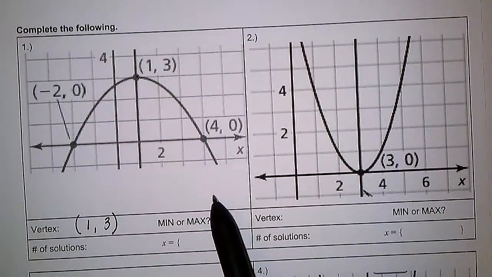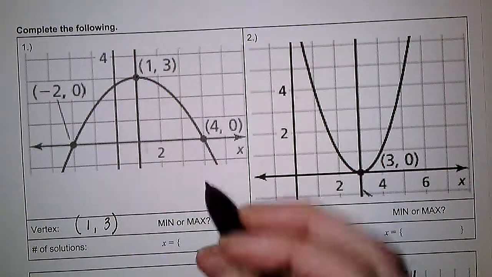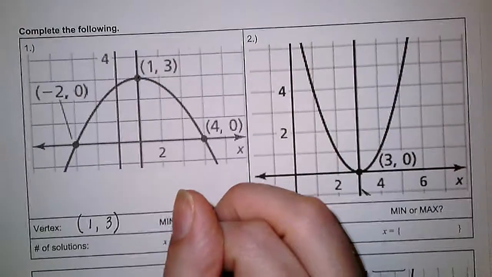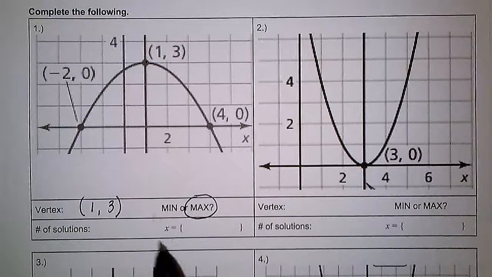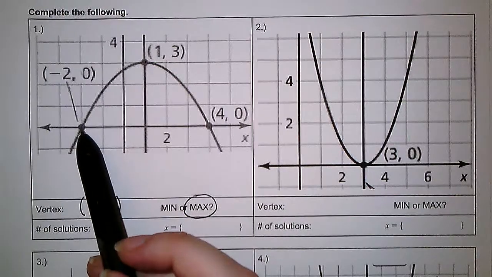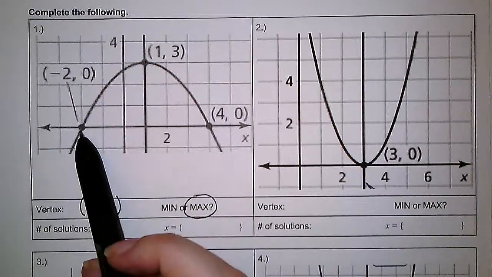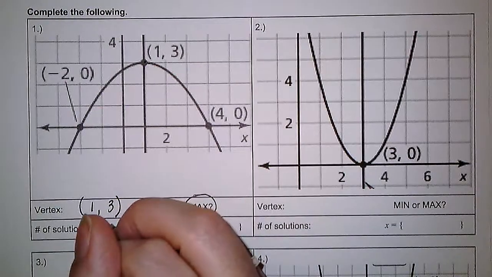All right, and we can see that since it's opening down, this is actually a max point. This is the highest point on that whole quadratic. Our number of solutions is going to be the number of times it's crossing the x-axis. There are 2 of those.